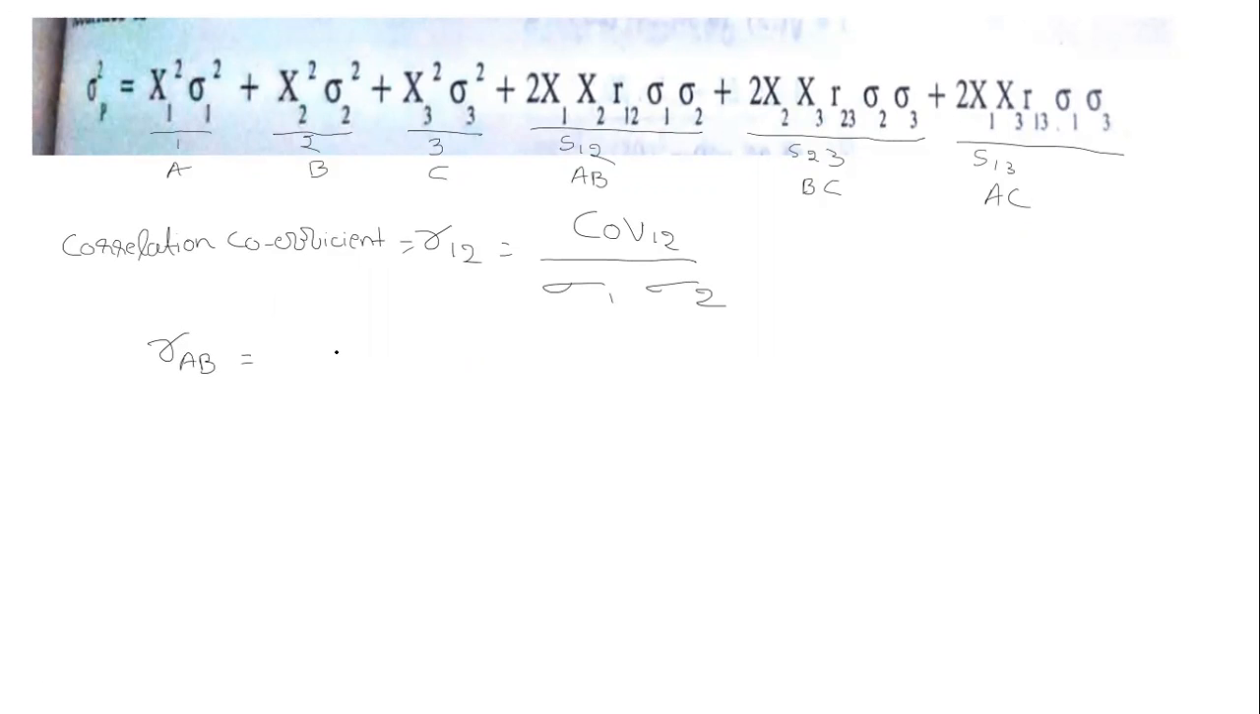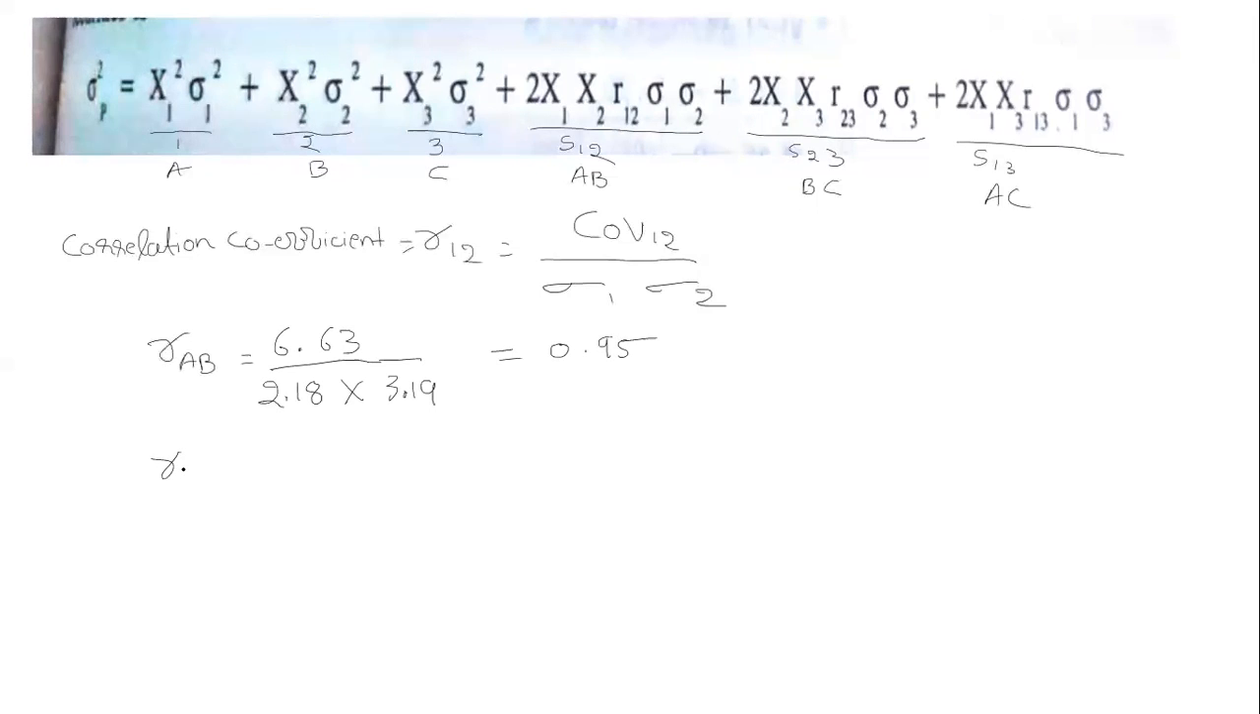So covariance of 1, 2 we have already calculated. Okay, so covariance for AB is 6.63 that we have calculated, and the standard deviation we have already calculated, that is 2.18 for security A into 3.19 for security B. So we get the value, that is 0.95.